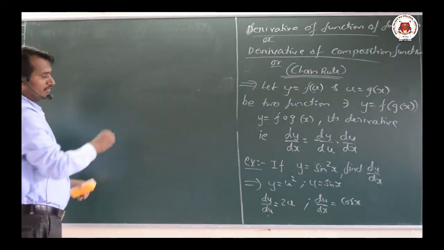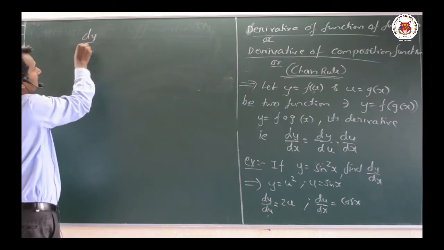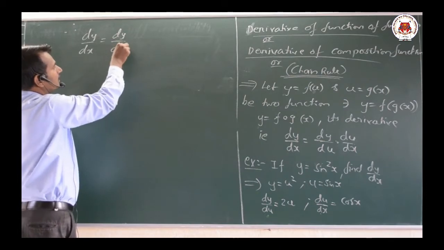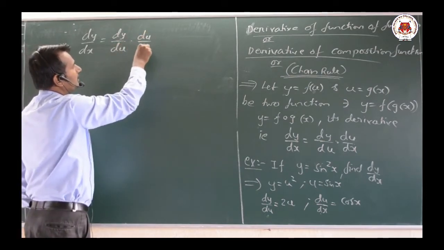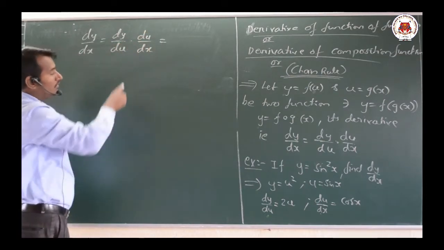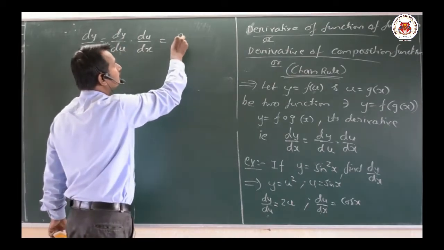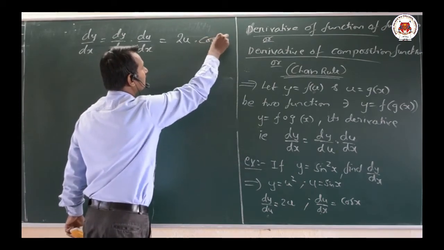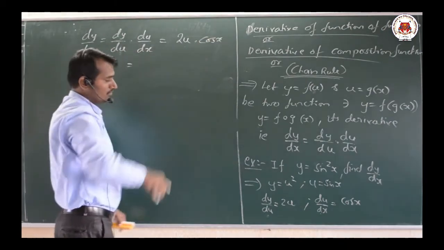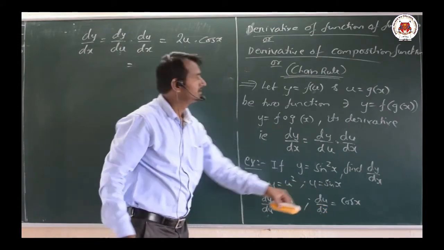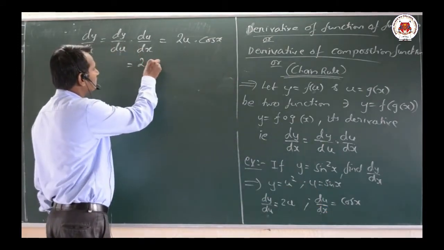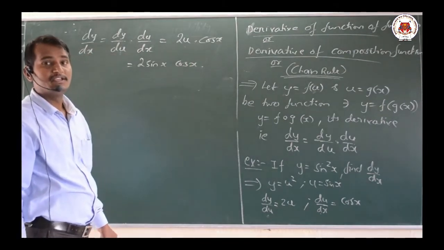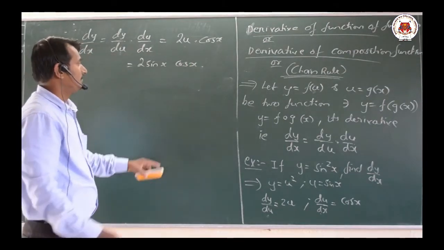Now we observe that dy by dx equals dy by du into du by dx, which is equal to 2 into u, into du by dx value, cos x. Now u in the given question is sin x. So what will we have here? 2 sin x into cos x, that is sin 2x. The value will be sin 2x. It is a very simple formula.